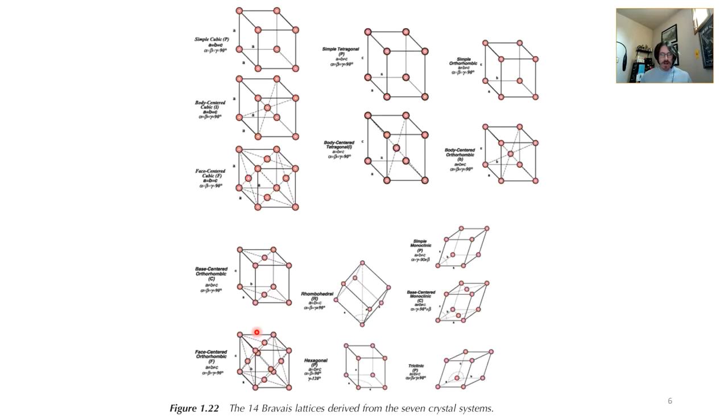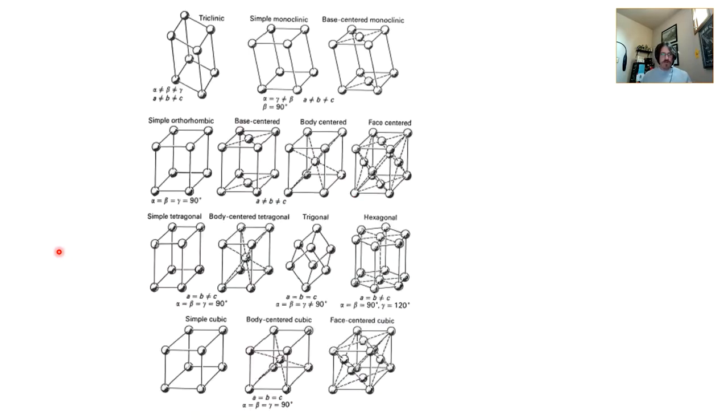I'll kind of show that right now. Here is the designation of the 14 Bravais lattice structures derived from 7 crystal systems. And we want to show here that rhombohedral is what our book denotes this crystal system as. So rhombohedral is A equals B equals C. I have to get a little closer to look. I should have this memorized. Alpha equals beta equals gamma, but none of them are equal to 90 degrees. Okay, so that's rhombohedral. On other Bravais lattice structures, rhombohedral becomes replaced with trigonal, and it's a little bit easier to read.